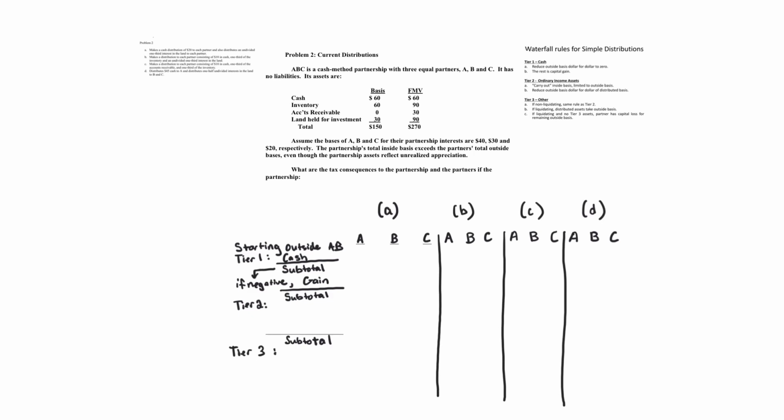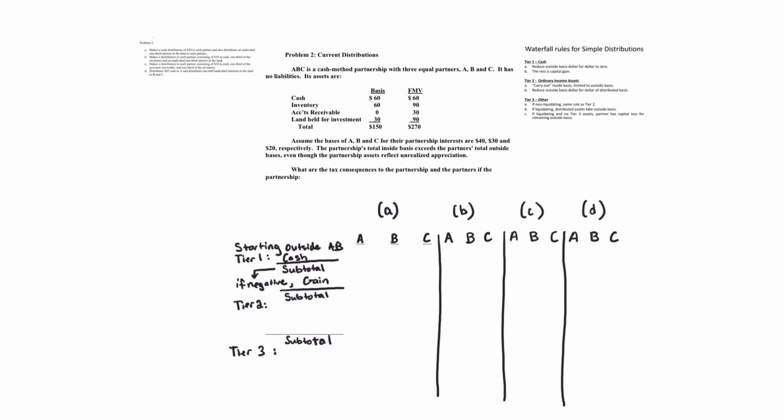Partnership Sales and Distributions Problem 2. So we have ABC, a cash method partnership with 3 equal partners. And we're going to assume these partners are individuals just to make it simpler. So we have A, B, and C, again, all equal partners, so 1/3 owners. The partnership has no liabilities.